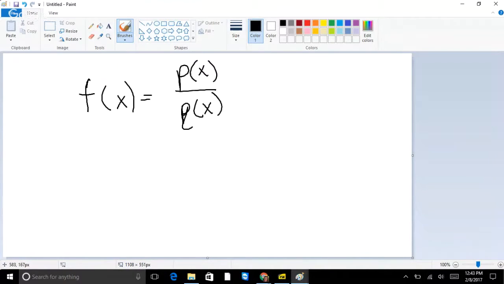Okay, and q of x cannot be 0, obviously, because if it was 0, then we would have a 0 in the denominator, and we don't like that. And p of x and q of x are polynomial functions, and it's basically the ratio of two functions to each other. So that's the definition of a rational function. It's the ratio of two polynomials. And today we're going to talk about one specific type of rational function, and that is an inverse function.